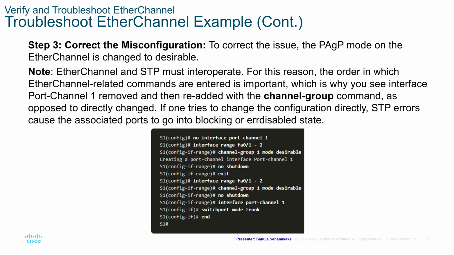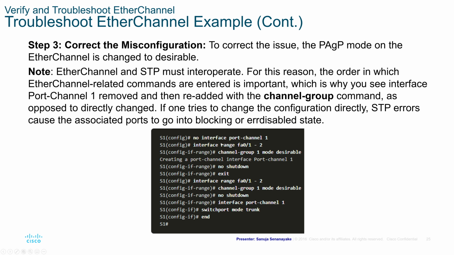If one tries to change the configuration directly, STP errors cause the associated ports to go into blocking or err-disabled state. So you can actually see, in order to fix this problem, you can't just go ahead and quickly change that mode to desirable. What you need to do, actually, is remove that port channel first.